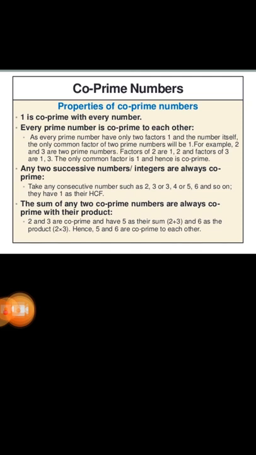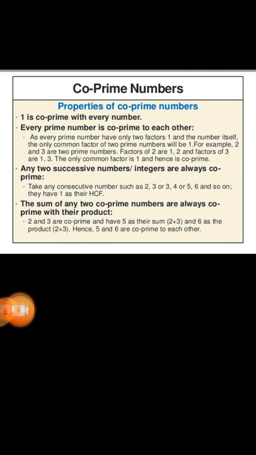Properties of co-prime numbers. 1 is co-prime with every number. Every prime number is co-prime to each other. As every prime number has only two factors, 1 and the number itself, the only common factor of two prime numbers will be 1. For example, 2 and 3 are two prime numbers. Factors of 2 are 1, 2 and factors of 3 are 1, 3. The only common factor is 1 and hence they are co-prime.